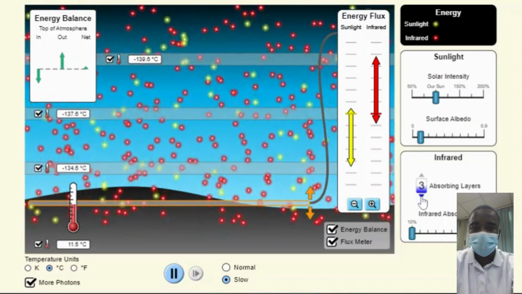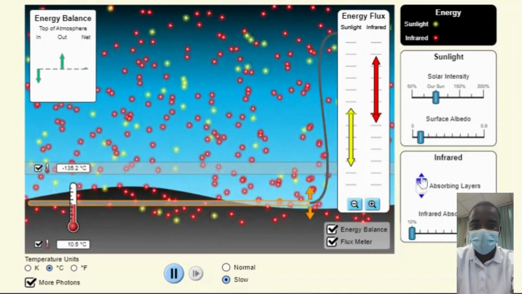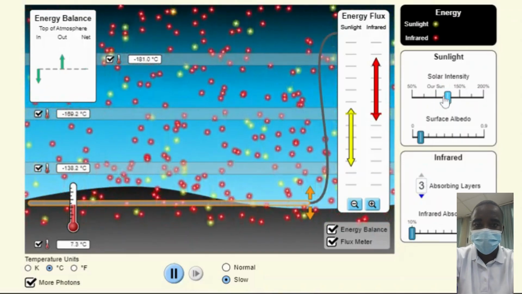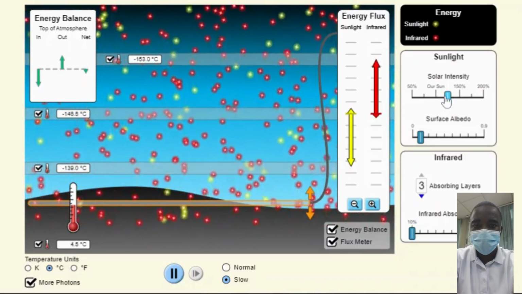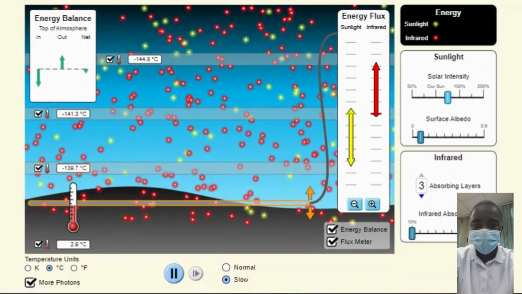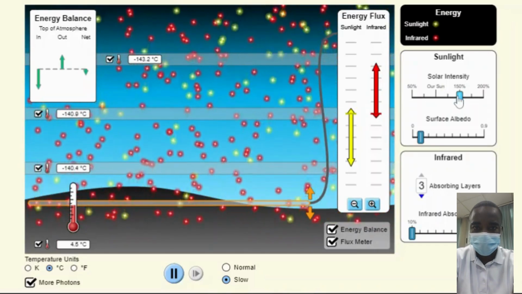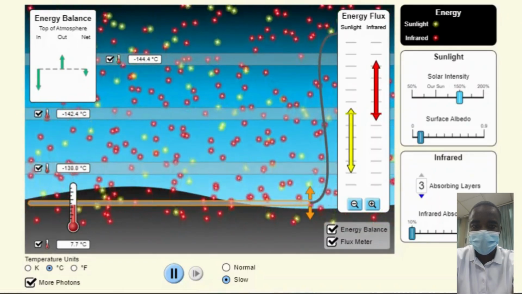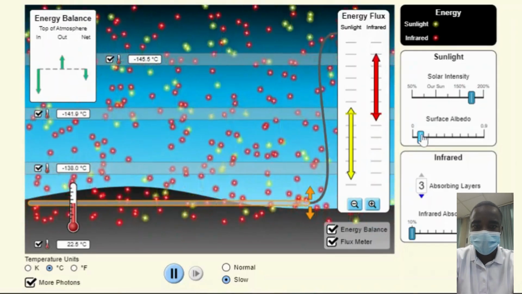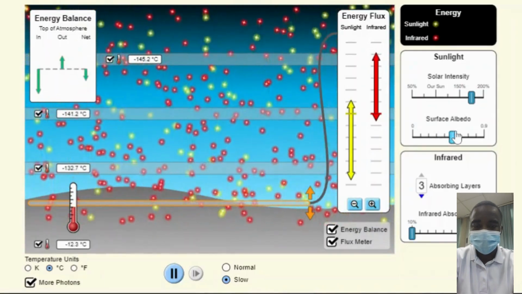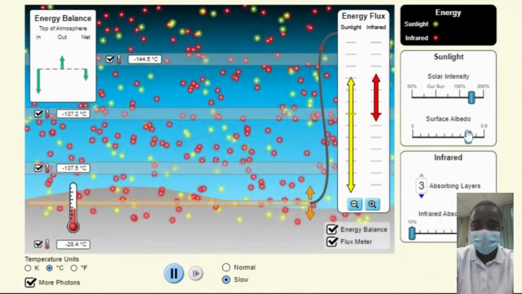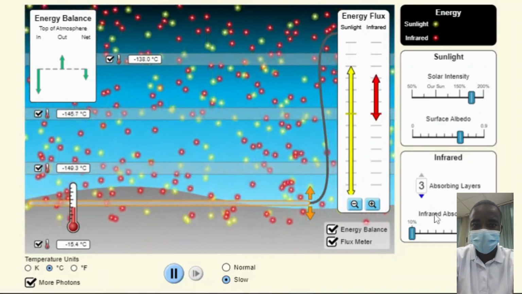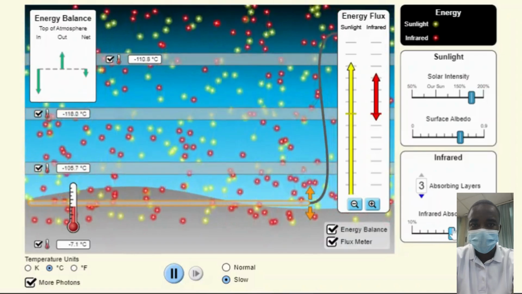The simulation offers immediate feedback, allowing students to see the results of their adjustments instantly. This helps correct misunderstandings quickly and reinforces learning through trial and error. The simulation covers a wide range of topics related to the greenhouse effect, including infrared waves, photon behavior, energy balance, and the impact of greenhouse gases. This comprehensive approach helps students gain a holistic understanding of the greenhouse effect and its implications for the Earth's climate.